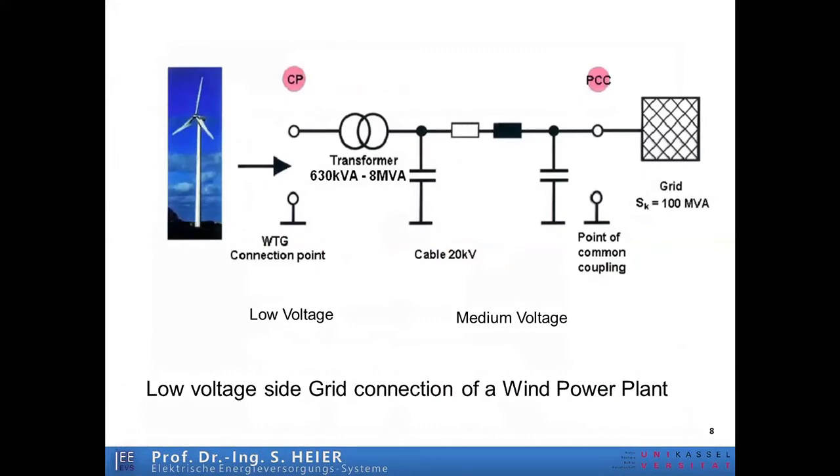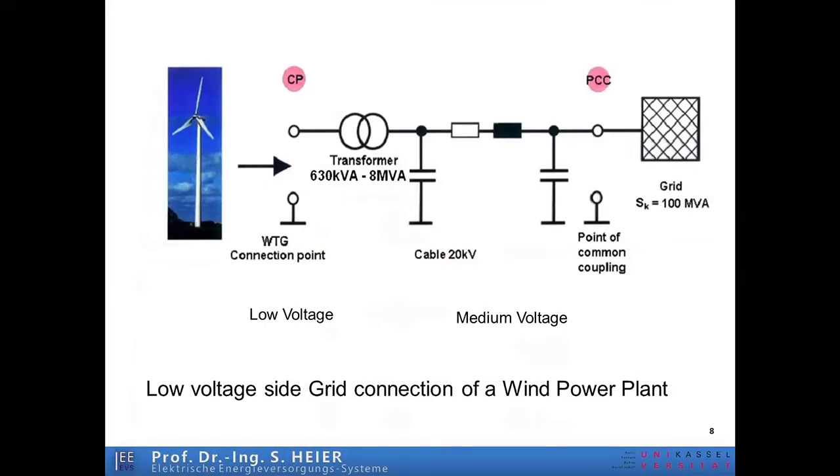Now let us come to the grid integration. You see in this picture that nearly all the wind turbines are designed at the low voltage level. It means that the equipment for these wind turbines costs about half in relation to medium voltage designed systems. This is the background that all the wind turbines are designed at the low voltage level. Then we need at our grid connecting point a transformer to come up to the medium voltage level. Most of the time it is 20 kilovolt.